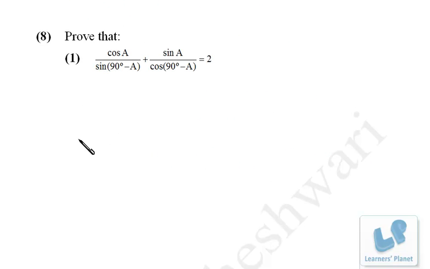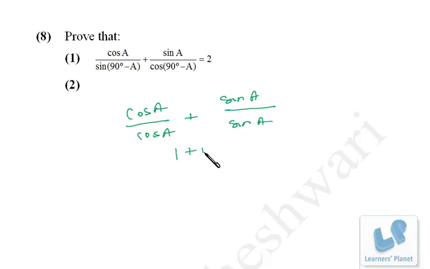Now the same concept or question can be asked in this manner also. Prove that this is equal to 2. So we know that sin(90 - A) is what? Cos A. So it's cos A by cos A plus sin A. Cos(90 - A) is sin A. So it's 1 plus 1, 2, right? As simple as that.